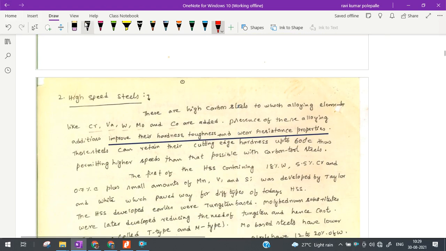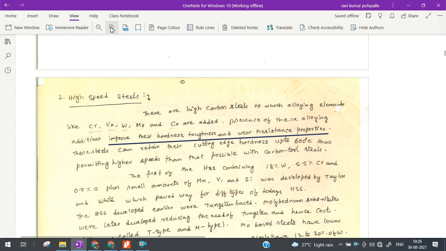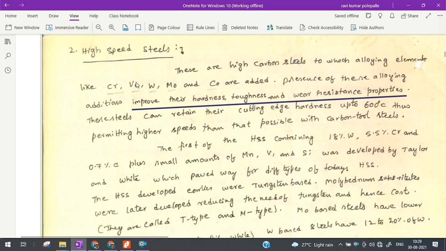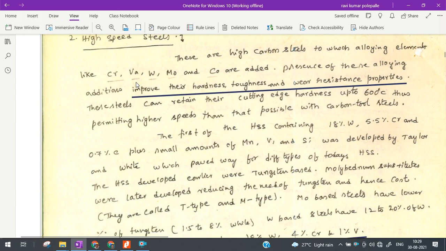The next tool material of importance is high speed steel. High speed steels are also high carbon steels, but they contain some alloying additions. So high carbon steels, we add up some alloying elements. What are the alloying elements that have been added? So chromium, vanadium, tungsten, molybdenum, cobalt. So presence of all these alloying elements they are likely to improve the hardness, toughness, and wear resistance.